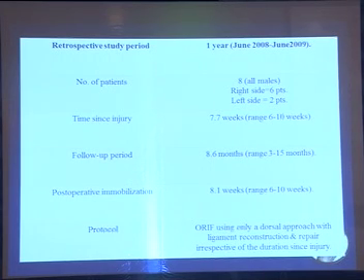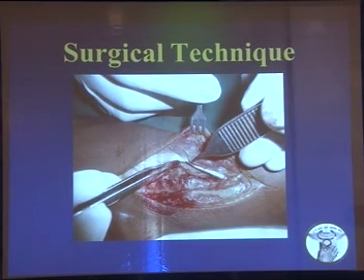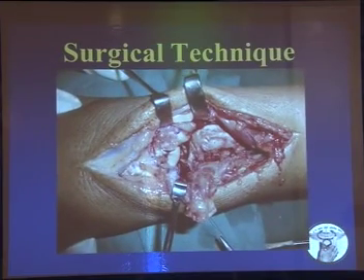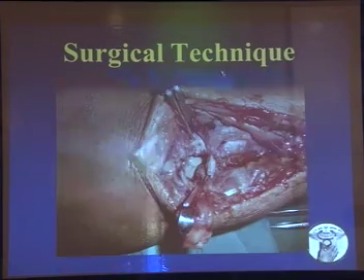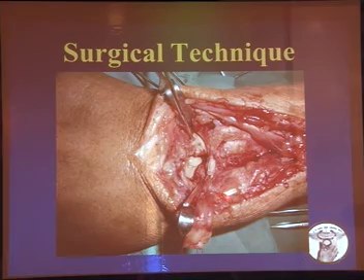This was a chart; you can see the protocol we followed: open reduction and internal fixation only by the dorsal approach with ligament reconstruction and repair, irrespective of the duration since injury. In the surgical technique, we took a dorsal incision between the third and fourth extensor compartments, followed by the dorsal capsule of the wrist joint being reflected as a flap. You can see that the joint is open and the lunate is completely dislocated.